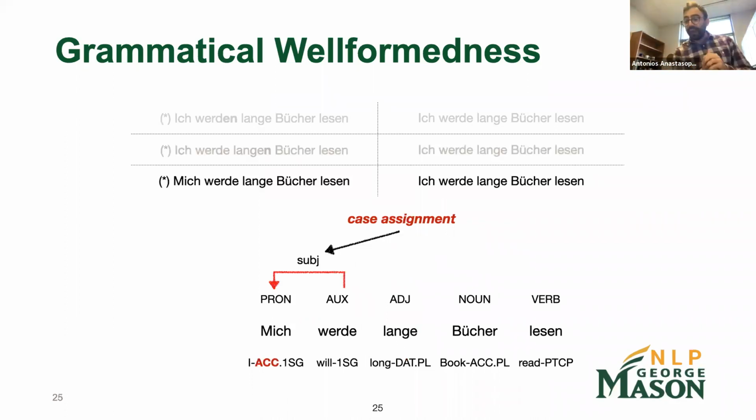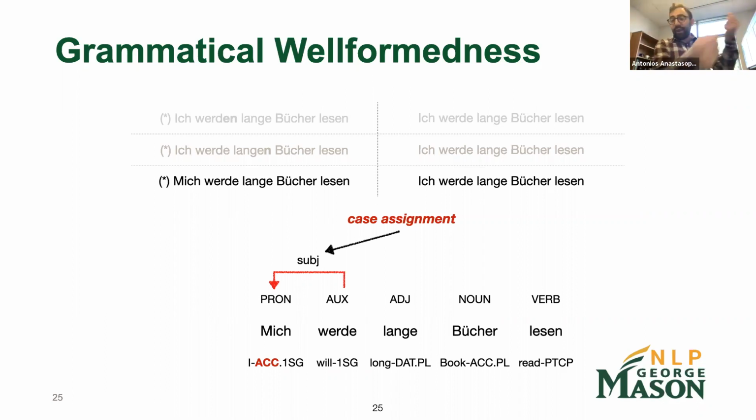And there's also, for example, case assignment, right? So if you instead said, mich werde lange Bücher lesen, then now suddenly the subject is in accusative, and again, that's not something that German speakers like. They want their subjects to be in the nominative case. So this is the type of thing that we want to make sure that language generation systems like chatbots, machine translation systems, summarization systems, whatever, actually adhere to those grammatical rules.